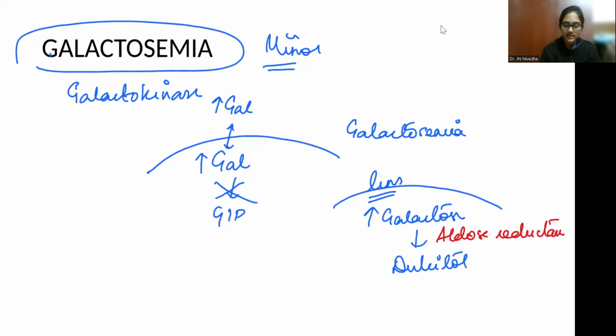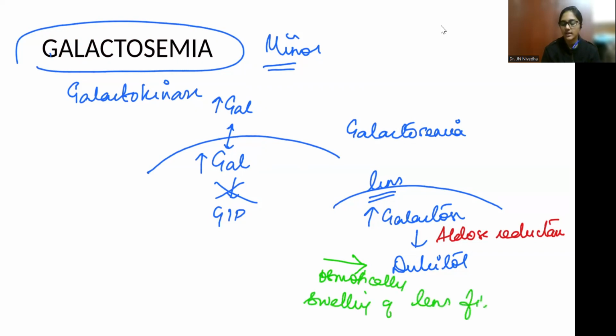Yes, so dulcitol is osmotically active. Sorbitol, dulcitol, these are all osmotically active compounds, so they can absorb more of water content. As it is osmotically active, it leads on to swelling of your lens fibers, which is responsible for cataract formation.